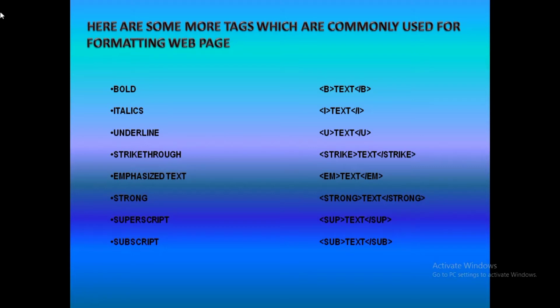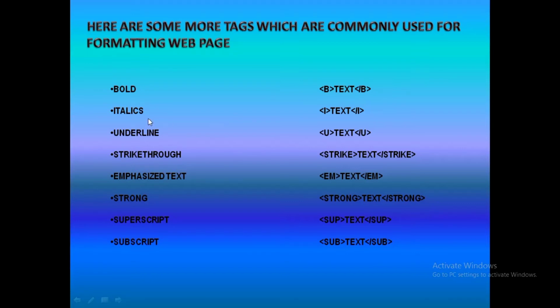The first one is bold, and to make a word bold we can use the B tag. The bold tag is written as B within angular brackets. We write B, then inside it we write the text, and after that we have to close the B tag. Then the piece of text we write between the B tags will appear as bold.